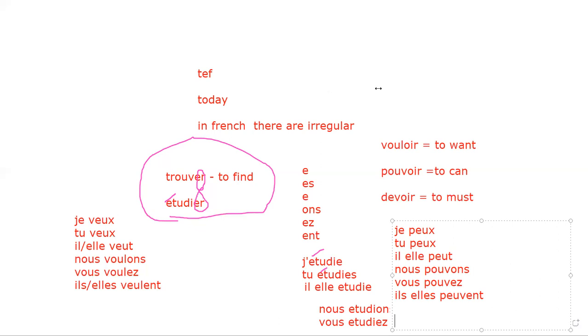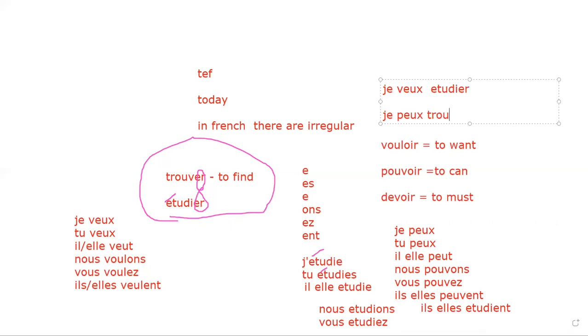Now what is I want? Je veux, I want. And what is the verb to study? Étudier. Je veux étudier. That is how you will come to know how to make sentences. Now for example, if you say I can find, je peux trouver. Is it clear to you team? Yes, sir. You will make the verb conjugations, and today you will make the sentences also.